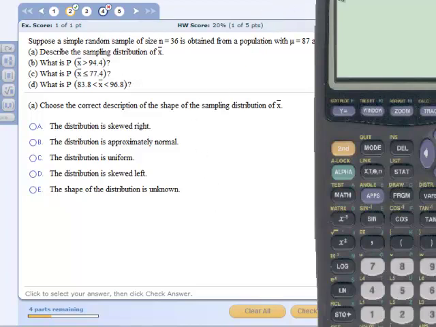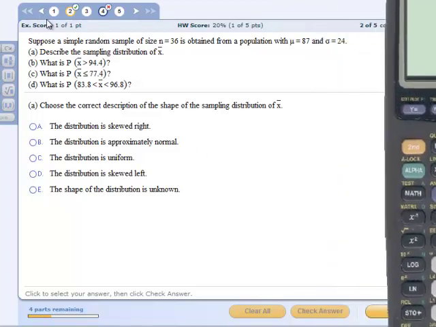Okay, let's look at a couple of these in the homework. Let's start with number 2. Suppose a simple random sample of size n equals 36 is obtained from a population with a mean of 87, standard deviation 24. Describe the sampling distribution of x bar, the mean. Okay, so we have n equals 36, so this is going to be approximately normal. From the central limit theorem, we know if n is bigger than 30, it's going to be normal.